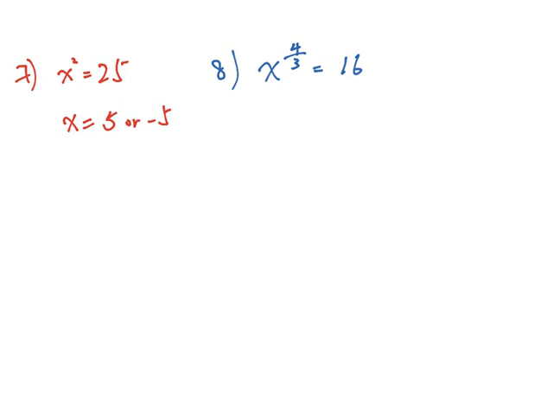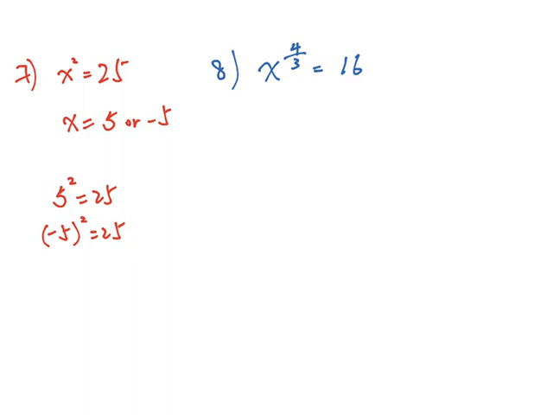So you ask why there are 2 answers. So actually you can do like this. You can check the answer. That means 5 squared, actually it is 25, right? And if bracket negative 5 squared, also there is 25. So remember, for the even index, we will have 2 answers, positive and negative.